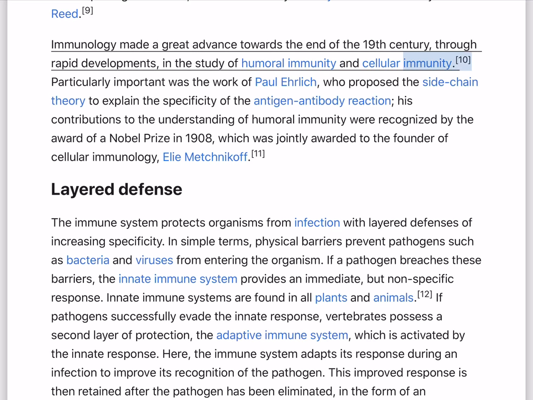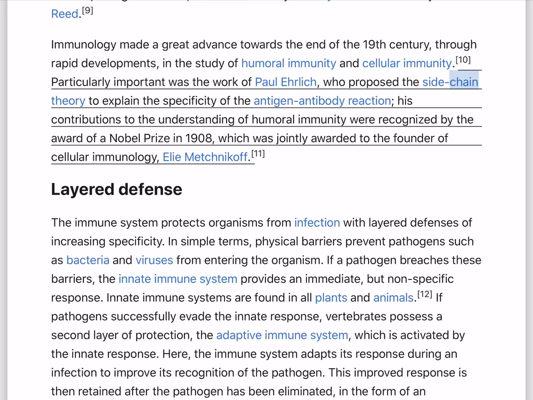Particularly important was the work of Paul Ehrlich, who proposed a side chain theory to explain the specificity of the antigen-antibody reaction. His contributions to the understanding of humoral immunity were recognized by the award of a Nobel Prize in 1908, which was jointly awarded to the founder of cellular immunology, Elie Metchnikoff.